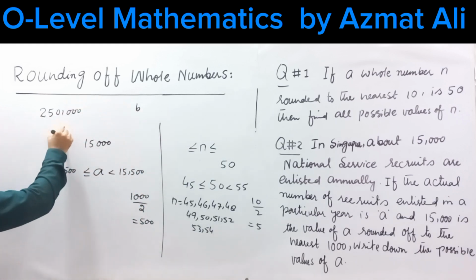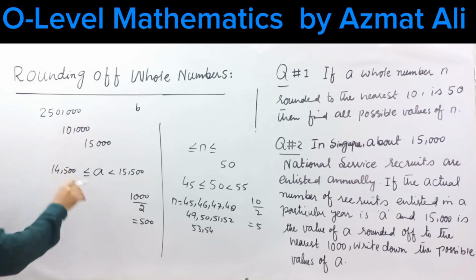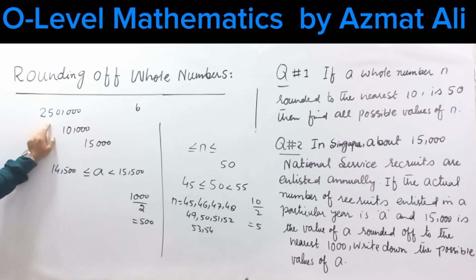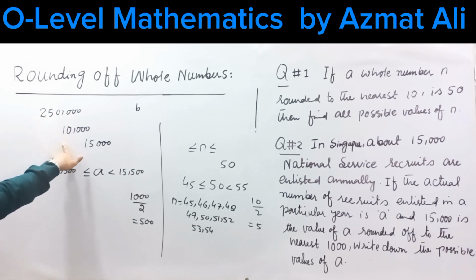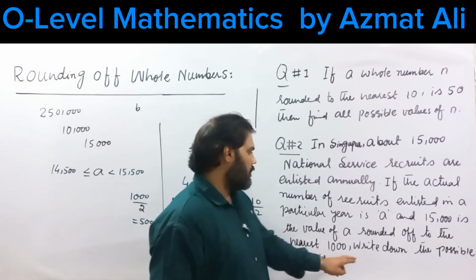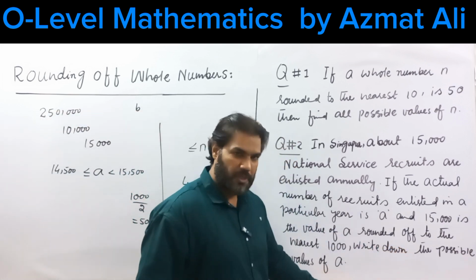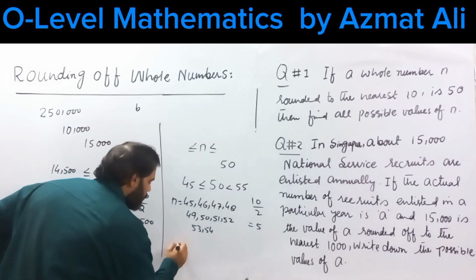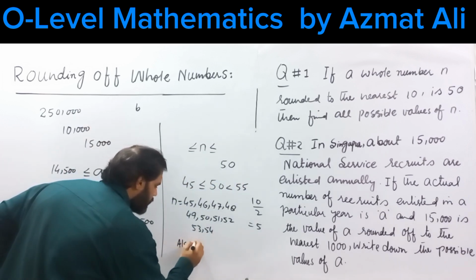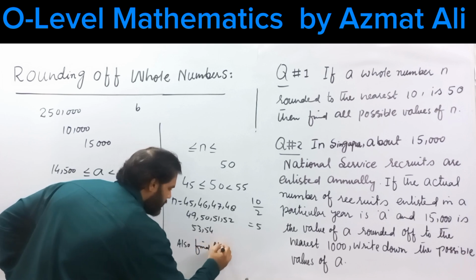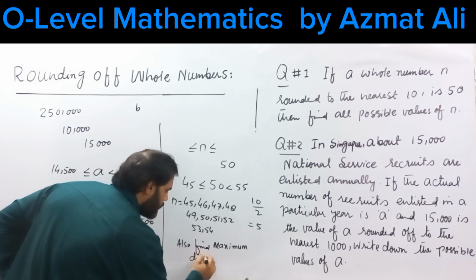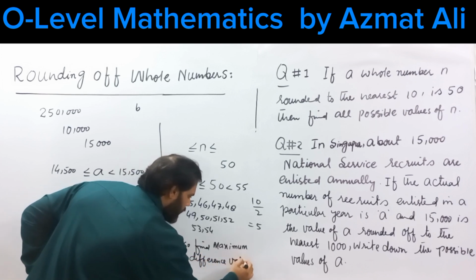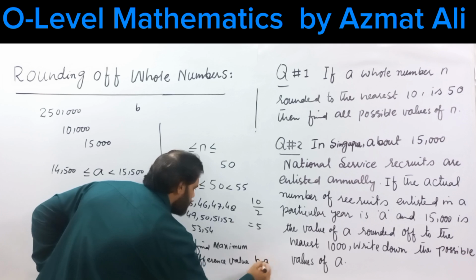Now in the second part, we have to round off the number 250,000 to the nearest 10,000. Our question is: write down all the possible values of B, and also find the maximum difference value B minus A.